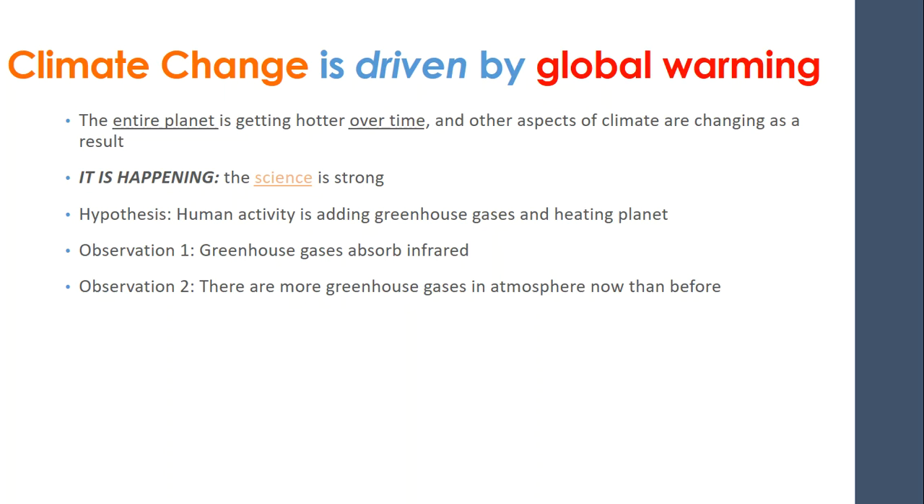That's a really easy thing that we've been measuring. We're able to take atmospheric measurements, see how much greenhouse gas is there, and we can definitely see that we have a lot more greenhouse gases in the atmosphere now than we did previously. And observation three is the planet is heating up. So we know these very basic things. We know that greenhouse gases absorb infrared. We know that we've added more greenhouse gases to the atmosphere, and we see that the planet is heating up. The science behind the fact that the planet is warming is pretty simple and very, very strong.